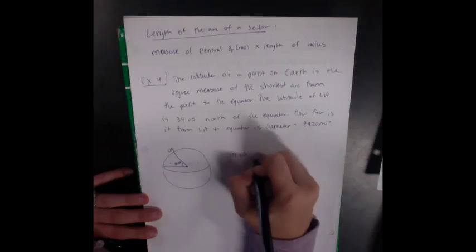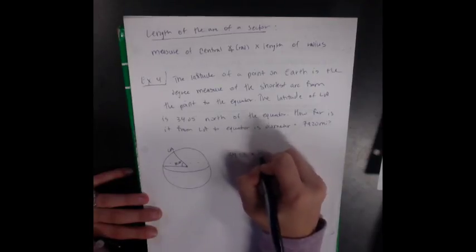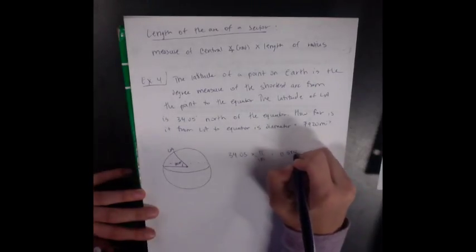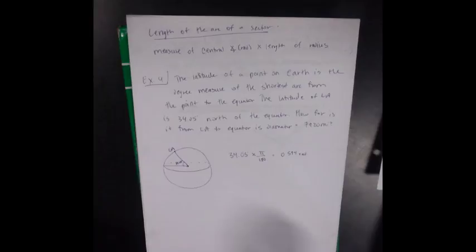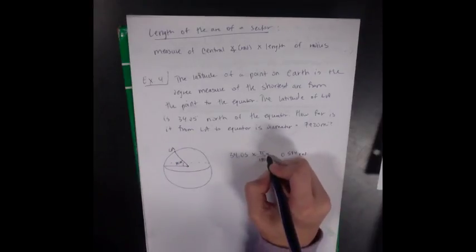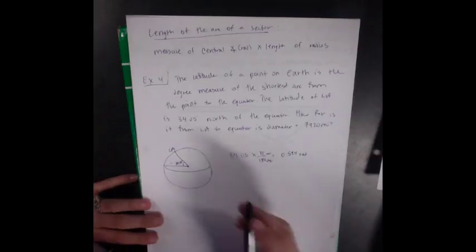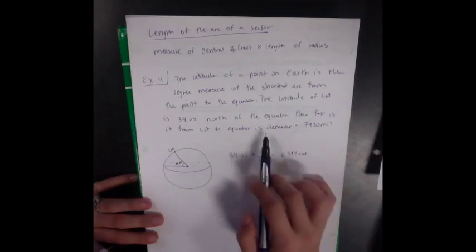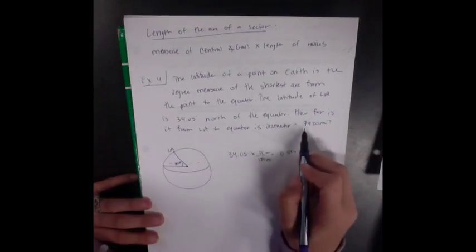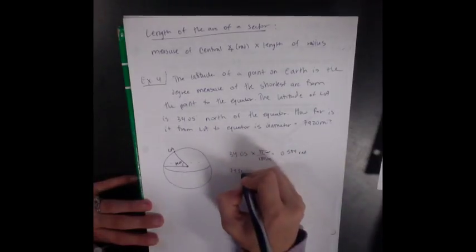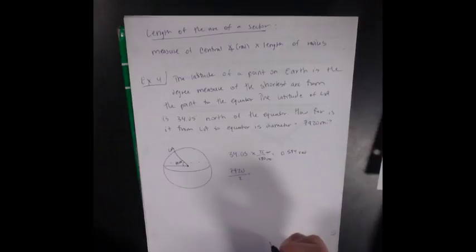So 34.05 times pi over 180 gives me about 0.594 radians. The degrees cancel. And it tells me that my diameter of Earth, of the equator, is 7920. So I need to find my radius by dividing that by 2.